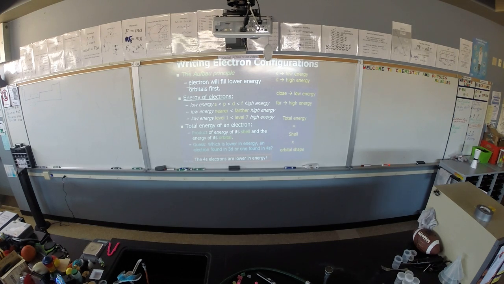Potassium is 4s1, calcium is 4s2. And then scandium is 4s2, 3d1. Then 5s2, 4d1. 6s2, then the F, 5d1. Right? So the 4s fills before the 3d because the combination of 4 and s is lower in energy than the combination of 3 and d. Does that make sense?